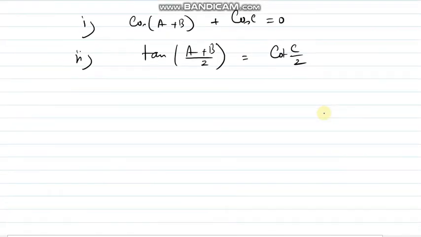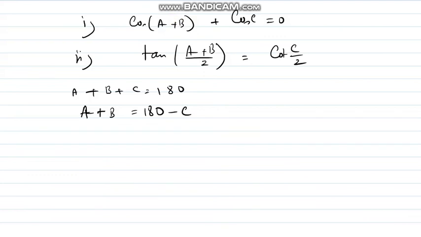As ABC are the angles of the triangle ABC, so can we write that A plus B plus C equals to 180 degrees. So what is A plus B equals to? That is equals to 180 minus C.